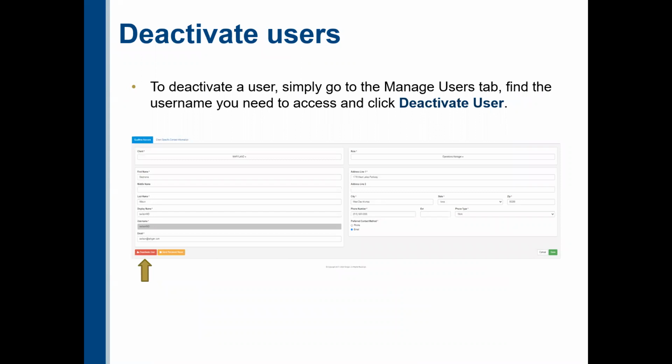When someone leaves your organization, they will need to be deactivated from the system. To deactivate a user, you'll simply go to the Manage Users tab, find that username that you need to access. It'll bring up their information here, and you'll click Deactivate User.